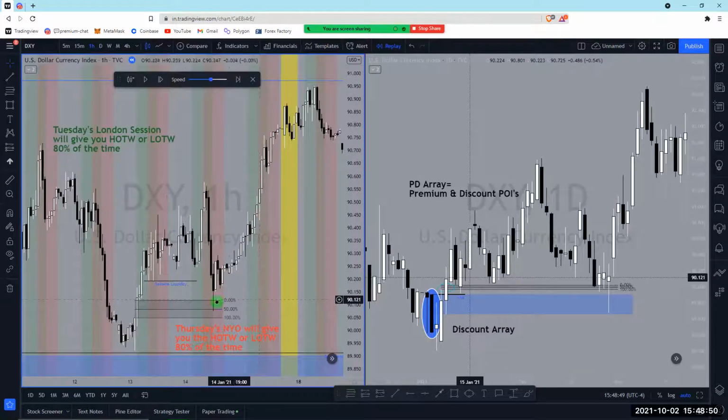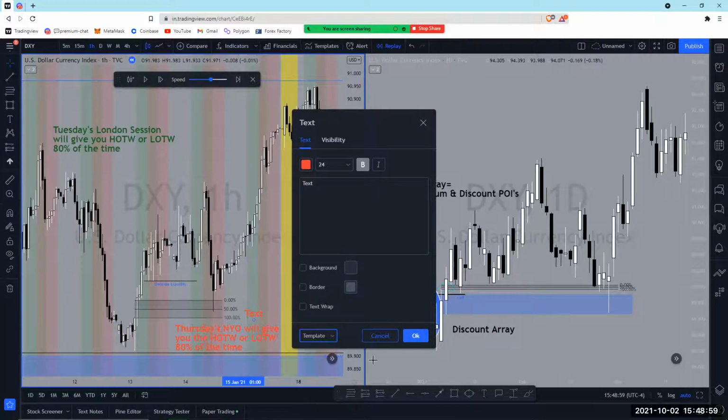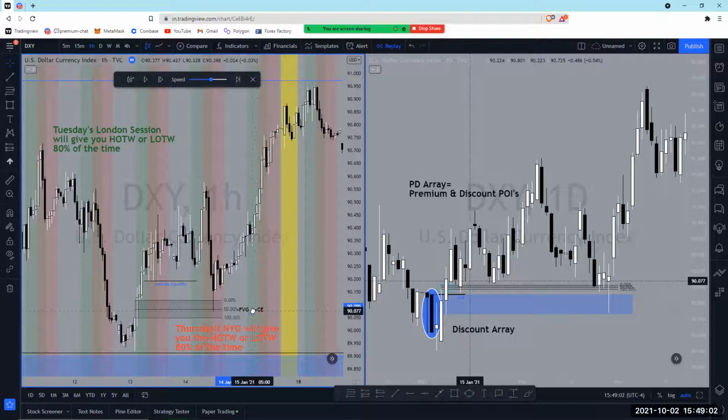So again, we push down here to consequent encroachment of our fair value gap. Again, a buy signal. As soon as price crosses the threshold of the premium level of the fair value gap, you go long here. And this is London close at noon, New York time. You could have held all the way until London close of the next day.